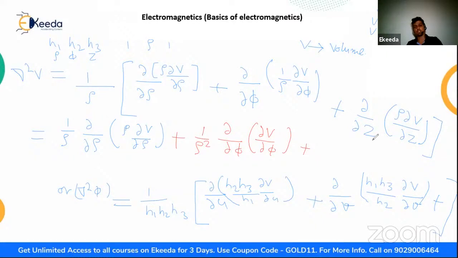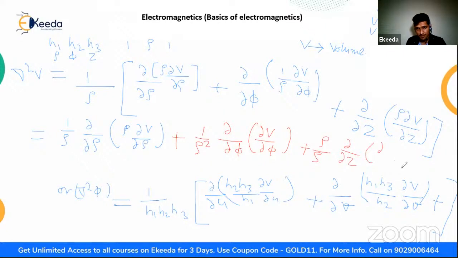differentiation with respect to z, and this is rho. So rho will be taken as constant. When I'm doing partial differentiation with respect to z, I will take rho and phi, the other two parameters, as constant. So I'm taking it constant, and I will take it outside of this differentiation, and this 1 upon rho and rho will cancel out. Rho upon rho will cancel out, and the final answer will be del upon del z. Let me rewrite it, del upon del z multiplied by del v upon del z.